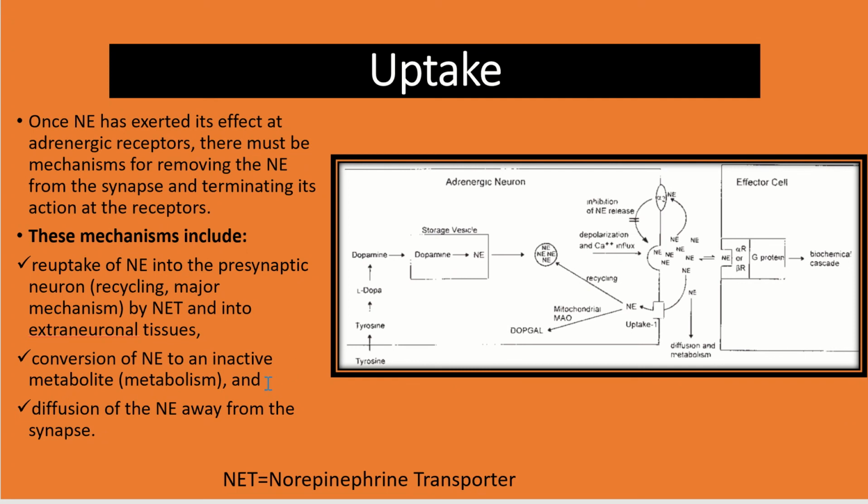The second thing that could happen is that you have conversion of the norepinephrine to an inactive metabolite; in other words, this is metabolism. We're going to look at that in a little bit. And diffusion, that's the third thing, diffusion of the norepinephrine away from the synapse. So here we have diffusion and metabolism this way. Those are three mechanisms by which, once the norepinephrine has had its effect on the effector cell, it is removed: either reuptake or recycling, which is a major mechanism, or diffusion away from the synapse, or metabolism. So this arrow represents diffusion or metabolism.